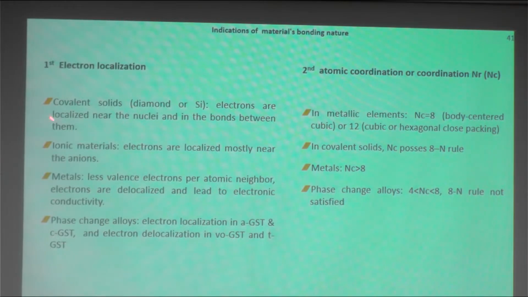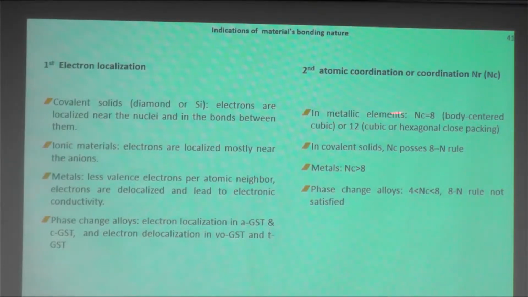Here electrons are localized near the nuclei and the bonds between them. For ionic materials, electrons are localized mostly near the atoms. For metals, with fewer valence electrons per atomic neighbor, electrons are delocalized and lead to electronic conductivity. And here we see that there is electron localization in amorphous and cubic GST and electron delocalization in vacancy ordered and trigonal GST. The second identifier is atomic coordination, or coordination number.